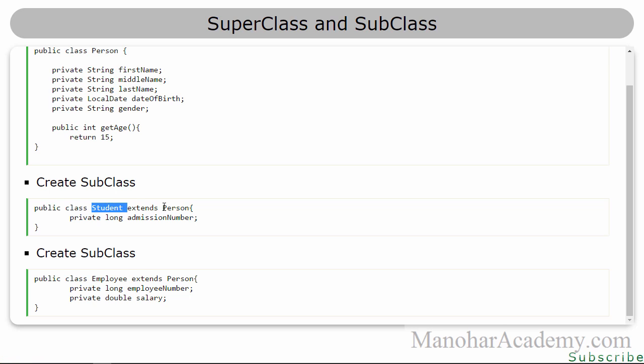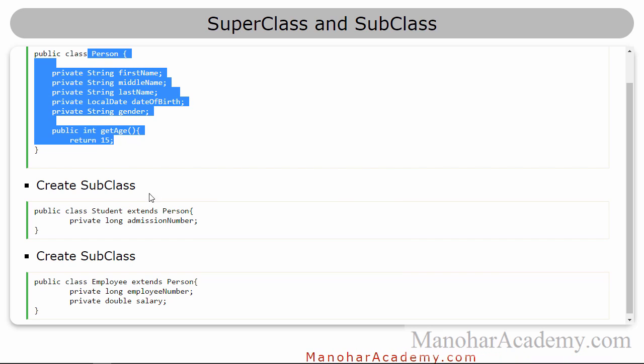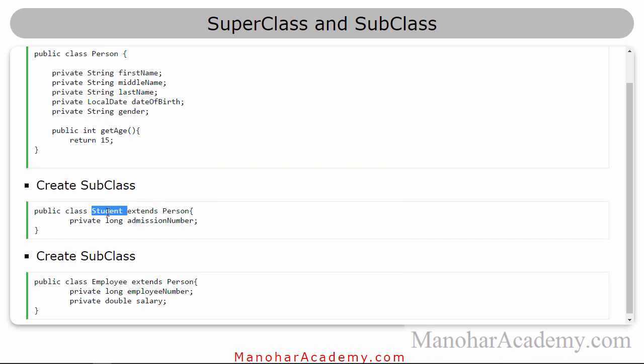The way we say the student is a person in Java is by saying student extends person. So student has something else from the person, but he is a person. Similarly, we can create the class employee by extending person. When the student extends person, whatever is there in the person class will be inherited by the subclass. So now we can say the student has first name, middle name, last name, date of birth, gender, and a method to get the age. That is all done by simply extending the person class.